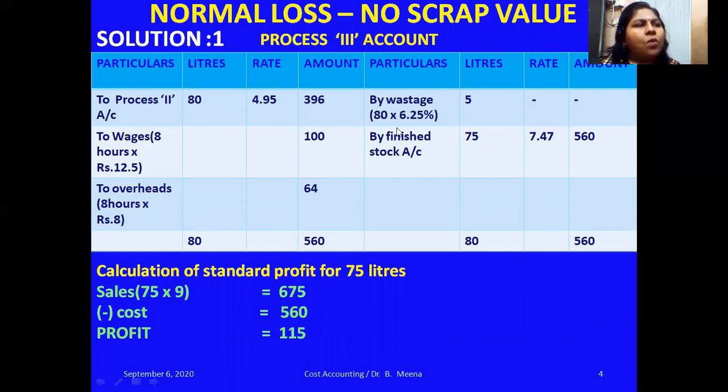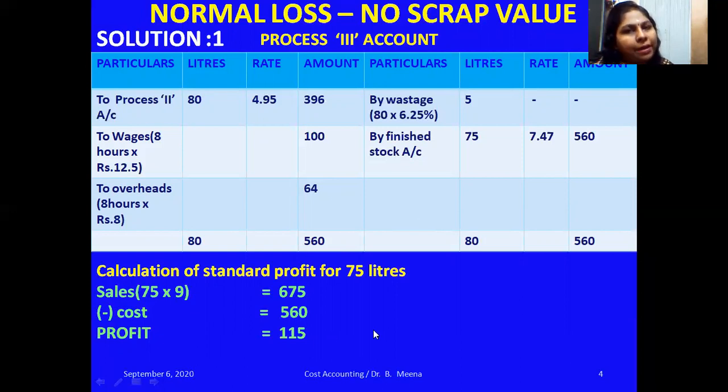Out of 80, what is my wastage? 6.25 percentage. So 5 liters as wastage means what could be the final output? 75 liters. 80 minus 5, 75 liters. What is the amount I debited here? 560. So I will carry forward 560 fully, since no amount is credited. So what is the rate per unit? 560 divided by 75, 7.47. So this is the way I end process 3 account.